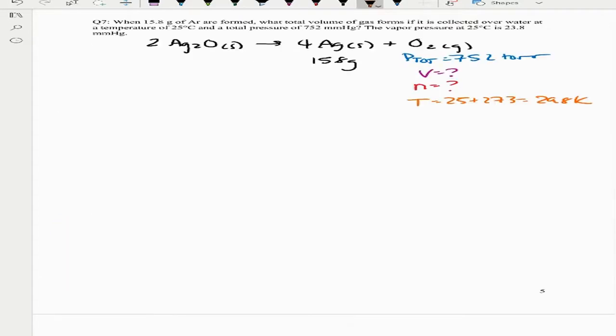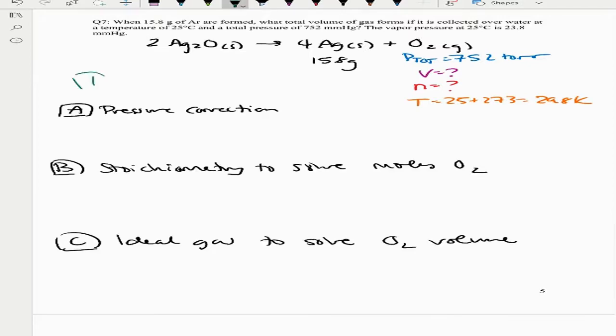We were given the following information. Now I'm going to write down the 3 steps you need to do, and then I want you to try to solve it on your own. Go ahead and try the problem.